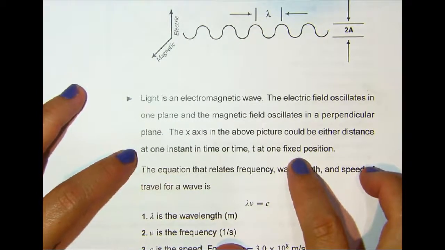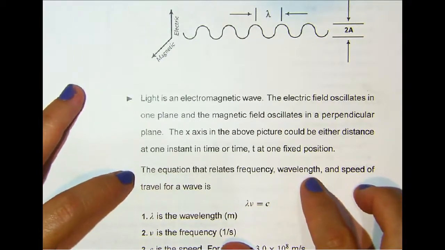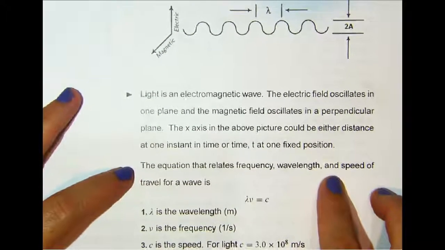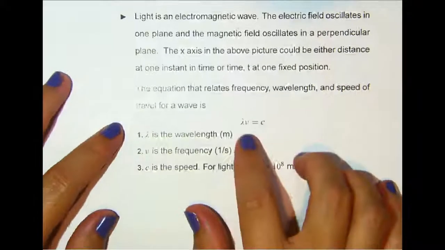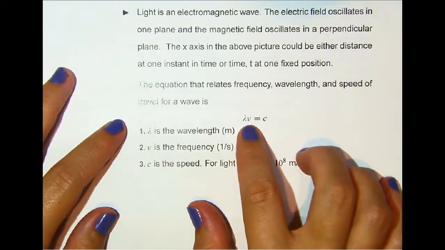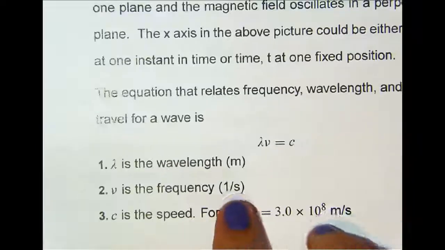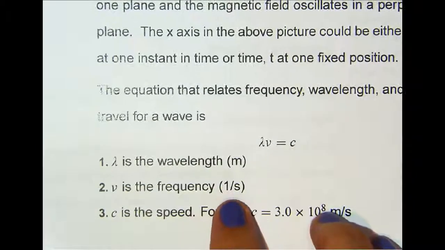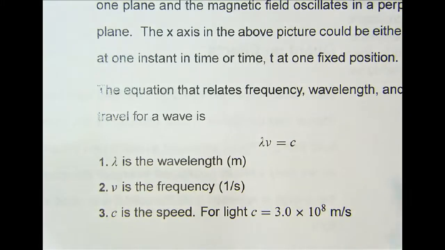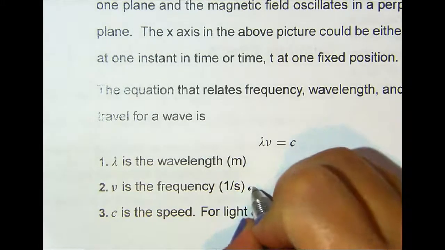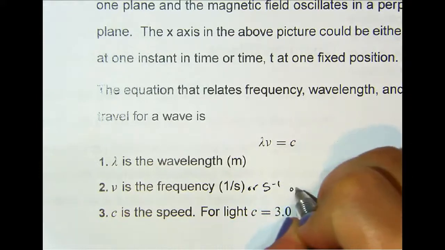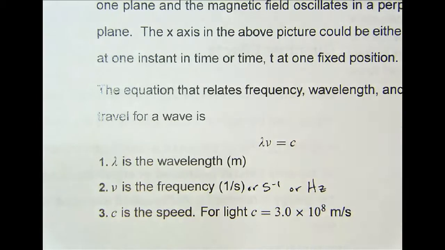at one fixed position. The equation that relates frequency, wavelength, and speed of travel for a wave is going to be wavelength times frequency is equal to the speed of light, where the wavelength has to be in a unit of meters. The frequency must be in a unit of per second, which is the same thing as s to the negative 1, and which is also the same thing as hertz.